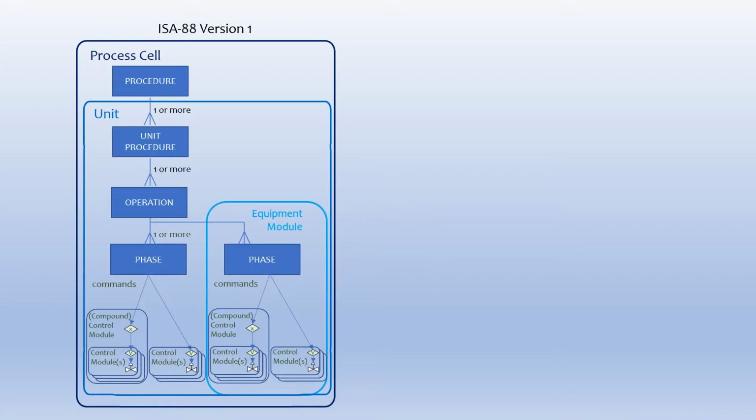Okay, first let's have a look at the original version of ISA-88. The rounded rectangle panels here represent physical groupings. The process cell, units, equipment modules and control modules. There's two main types of functional entity: the procedural control in the blue rectangles and the basic control in the small diamonds at the bottom.